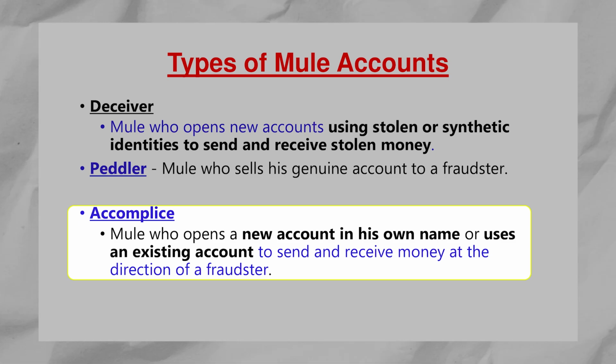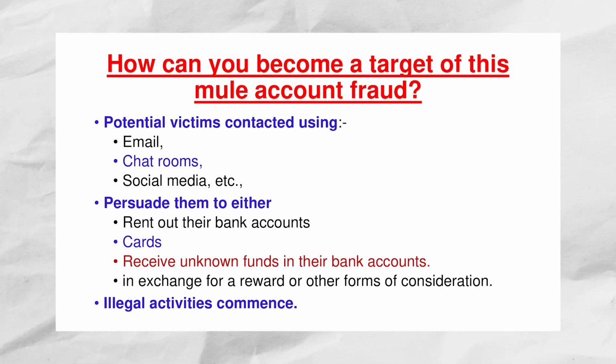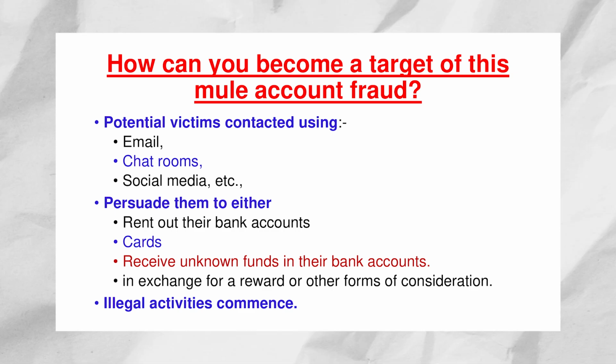Now, how can you become a target of this mule account fraud? Potential victims are contacted using email, chat rooms, social media, etc. We must remember that on social media we exhibit a pattern. This pattern is analyzed by artificial intelligence and by others, and then certain ads are shown to you or you are contacted. For example, let's take YouTube. When you search a particular topic or view a particular video, you will suddenly find a similar set of videos popping up one after the other.